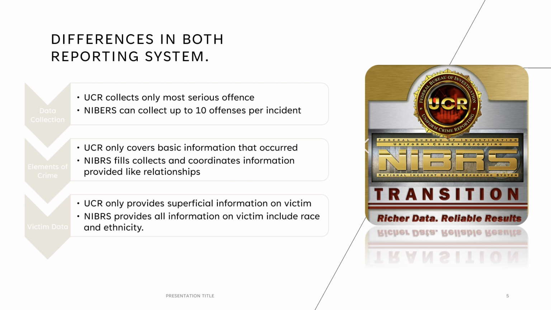What are the main differences between both systems? As I mentioned, UCR and NIBRS are very similar, but they're not the same. UCR, as I mentioned in the beginning, really focuses more on index crimes, such as murder, rapes, burglaries, thefts, and so forth. All they really care about is the superficial information of the crime and not really the details surrounding the crime. This is just for stats purposes, per se.